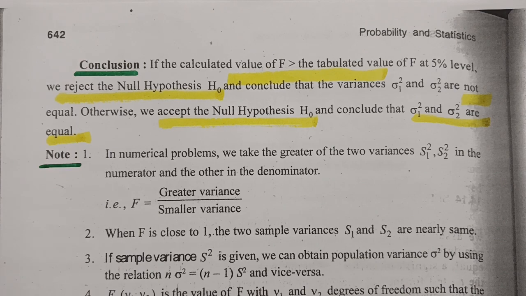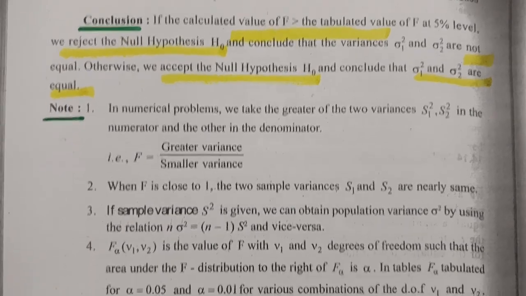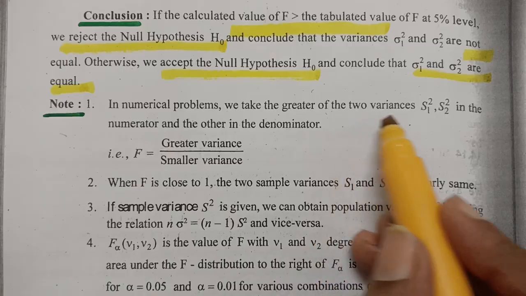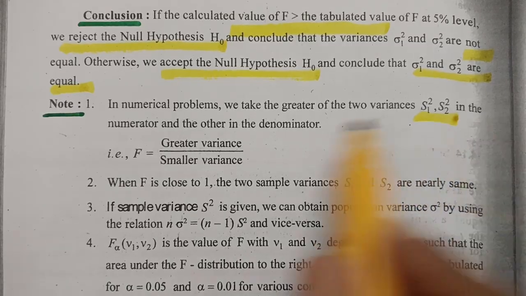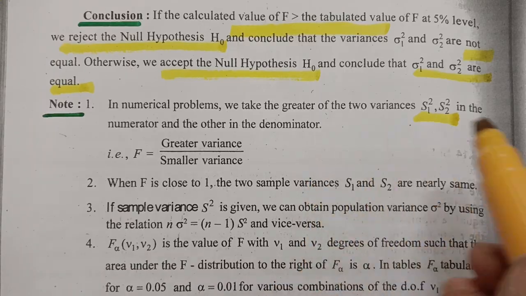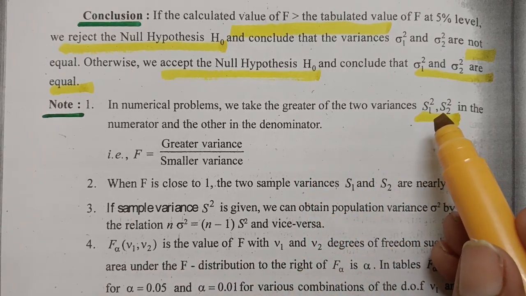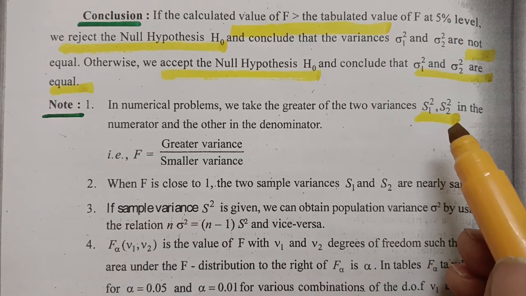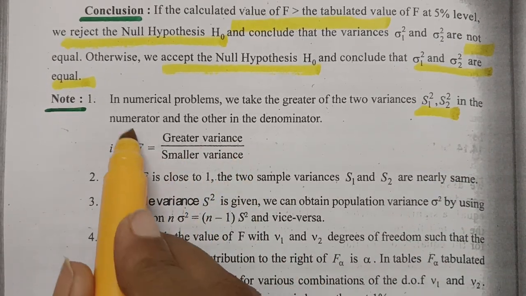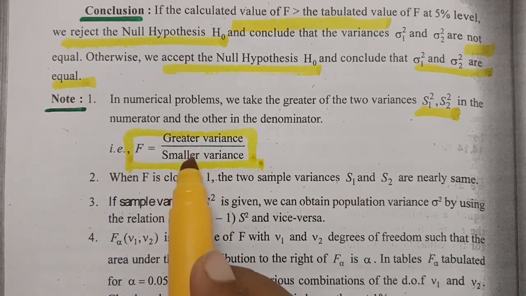So these are all the 5 steps which we have to use while solving a problem. Here is another note. In numerical problems, we take the greater of the two variances s1 square and s2 square in the numerator and the other in the denominator. As usual, I have said, whichever is greater, we have to take in the numerator, and the lesser one in the denominator. F is the greater variance by the lower variance. So this is the test statistic formula.